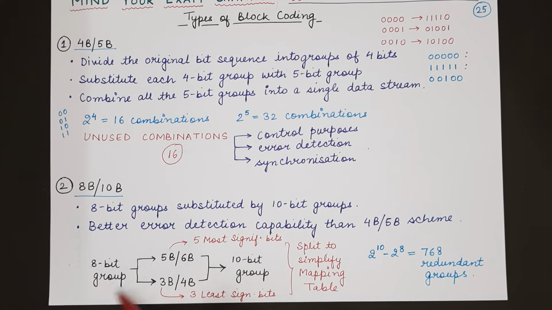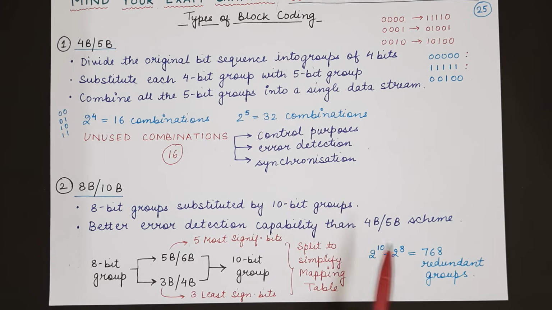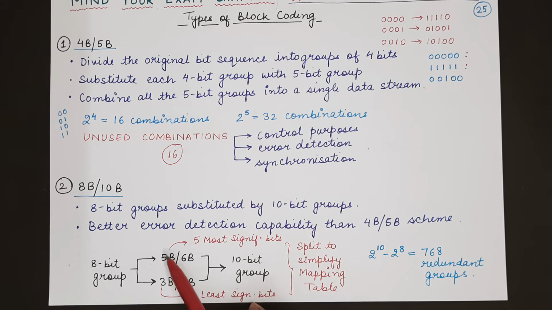So basically in 8-bit 10-bit block coding, instead of creating a mapping table for all the 2 raised to power 8 combinations, where the mapping table would have 2 raised to power 8 entries, we are dividing it into 2 tables. One of them will consist of 2 raised to power 5 entries and their corresponding 6-bit combinations, and the second table will consist of 2 raised to power 3 entries and their corresponding 4-bit combinations. So it is simplifying the process.